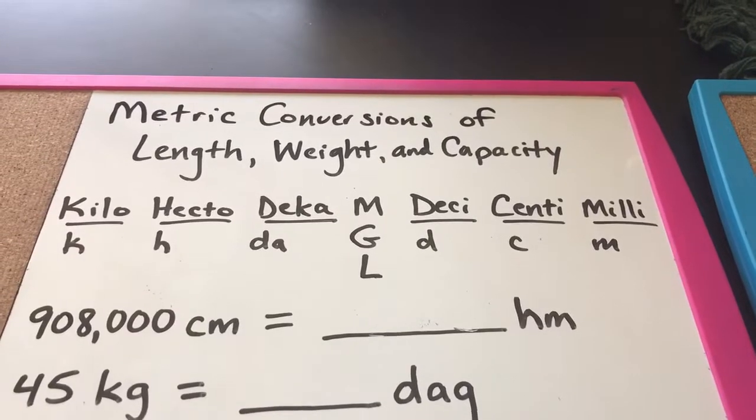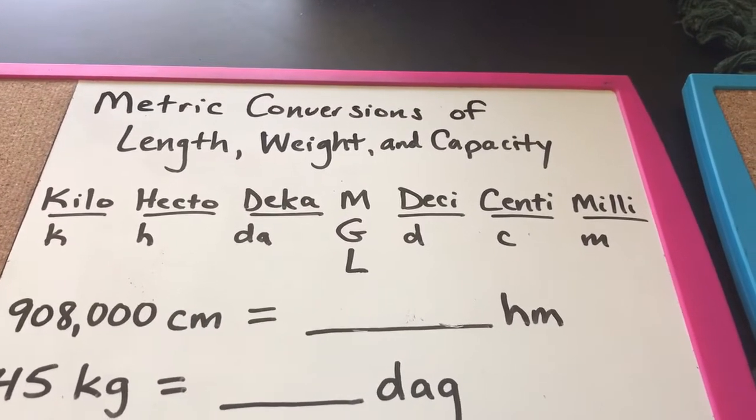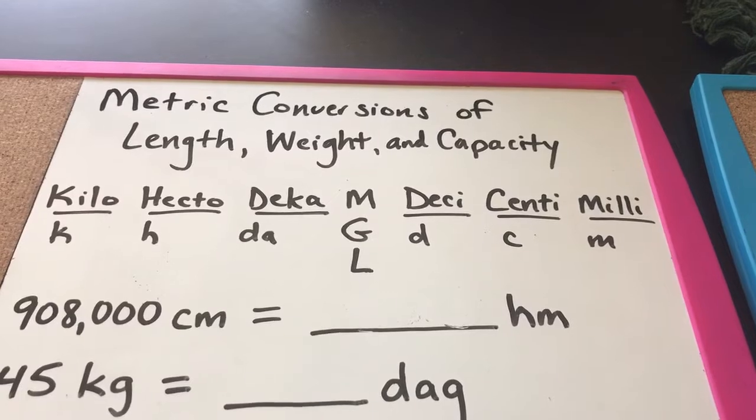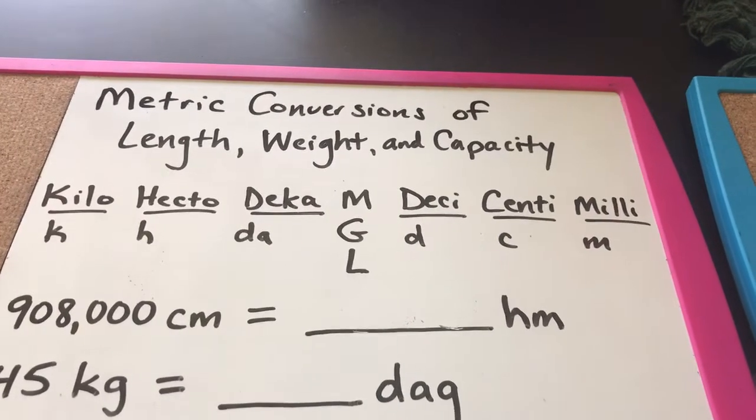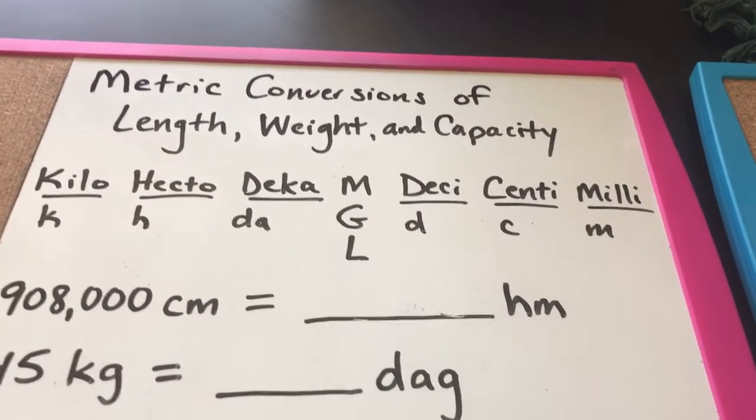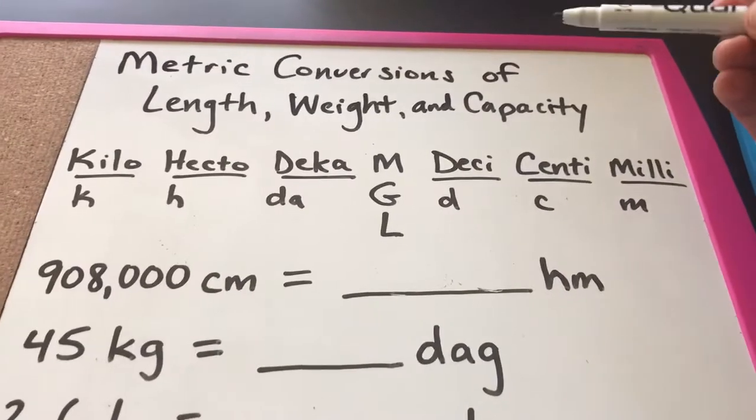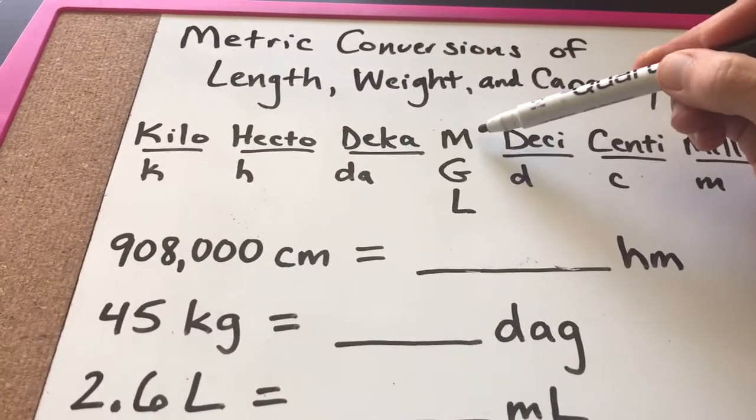The metric system is based on powers of 10. That's what makes it so easy to convert between metric units of length, weight, and capacity. The basic unit for metric length is the meter.